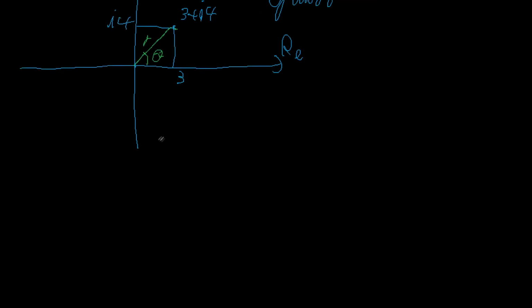Now, how do we put this in a formula? This is just called the polar form of a complex number, and the formula we use is z equals r times e to the I theta. This can be proven, but I don't really see the point in proving that. If you want to, ask in the comments. I can make a separate video.